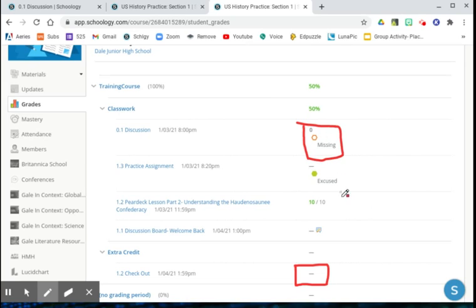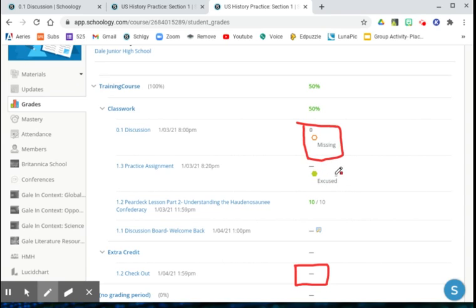So there are two ways to look at your missing assignments. They both count as missing. So I'm not going to be using this as much this semester. I'm probably just going to leave it like this. So you're not going to see the missing sign. You're just going to have to know that when you have a little dash like this, that means you didn't turn anything in.